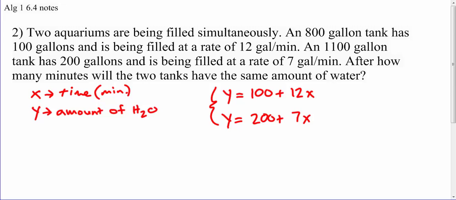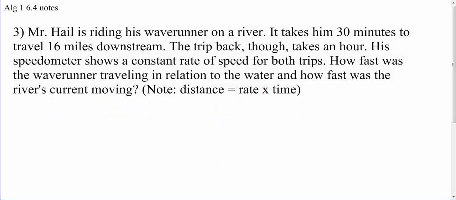So let's go back to the problem and get that information marked down. The solution there is 20 and 340. Now let's make sure we answer the question. After how many minutes will the two tanks have the same amount of water? It's 20 minutes. Now one thing we didn't ask was how much water would there be? Well, we know that answer, 340 gallons.